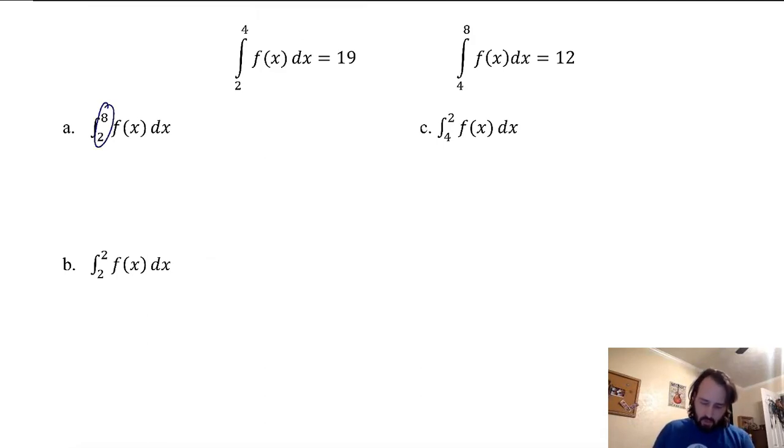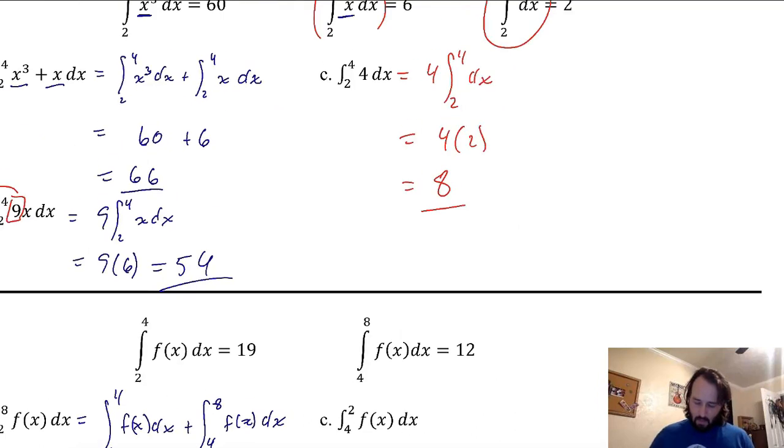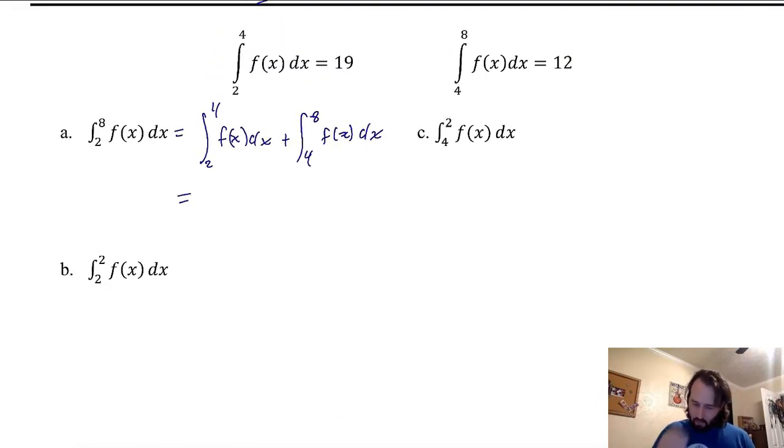So notice this one is going from 2 to 8. Well, I have an interval from 2 to 4 and from 4 to 8. So what I can do is add these together, because this is the same thing as the integral from 2 to 4 of f of x dx plus the integral from 4 to 8 of f of x dx. Depending on our situation, it could be very nice to do that. Especially when you get into BC, you're going to have to do that with improper integrals. Okay, so from 2 to 4, that was 19 plus 12, so this is altogether 31.